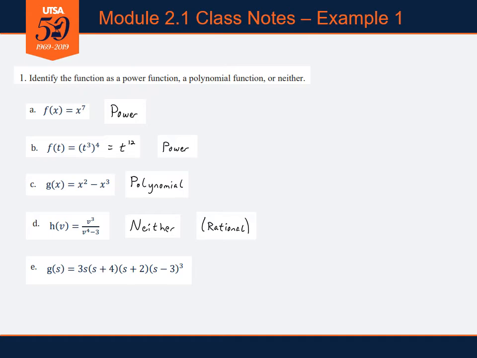In part E, we've got g of s equals 3s times s plus 4 times s plus 2 times s minus 3 cubed.